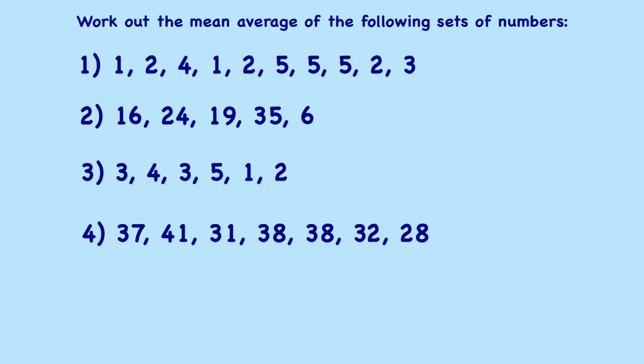Now it's your turn. You're going to work out the mean average of the following sets of numbers. So work those out. Remember, you're adding together all the numbers to give you a total, and then you're dividing by how many numbers there are in the first place. So work out the mean average for these sets of numbers, and then we'll go through the answers.